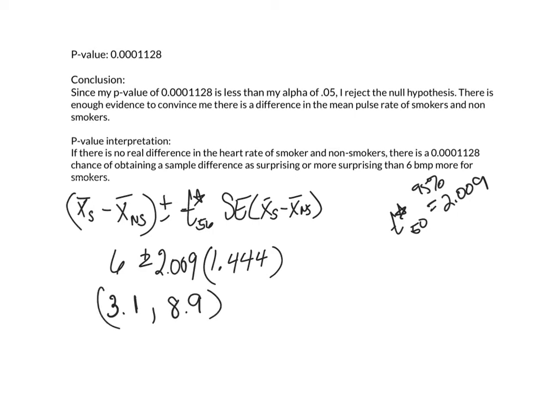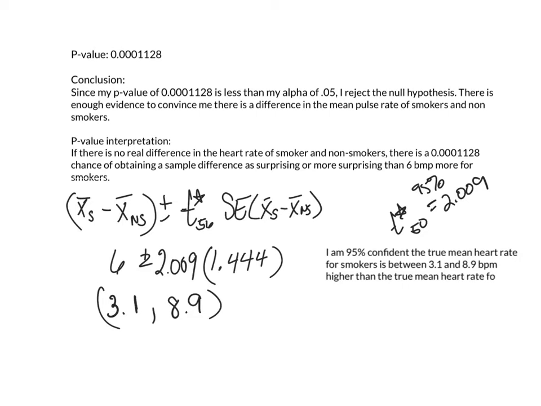Okay, so what does that mean? That means that I am 95% confident, because I did a 95% interval, that the true mean heart rate for smokers is between, so I did smokers minus non-smokers, so a positive means the smokers is higher, 3.1 and 8.9 beats per minute higher than the true mean heart rate for non-smokers.